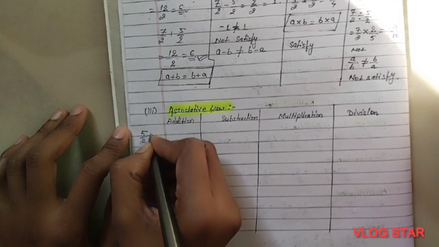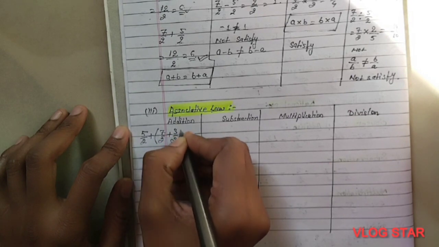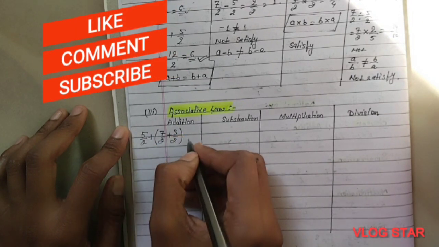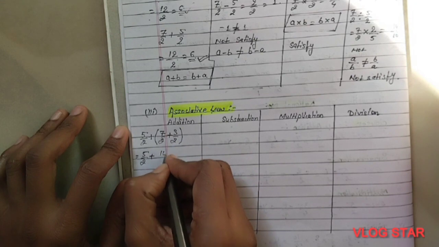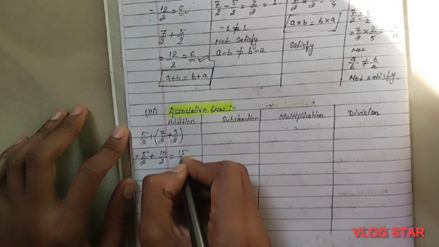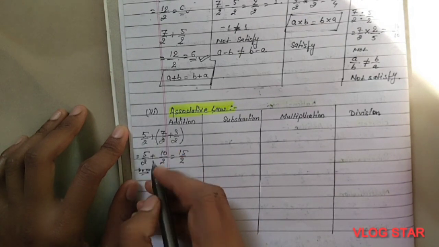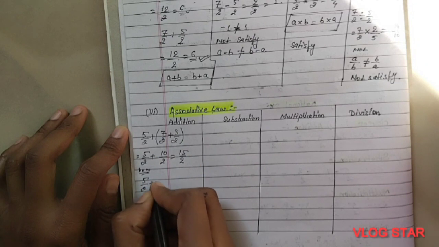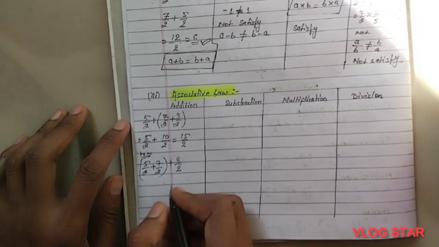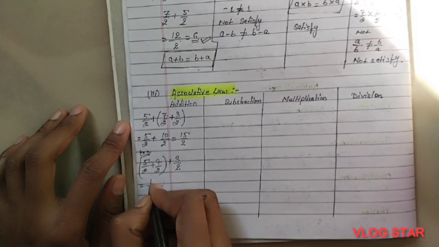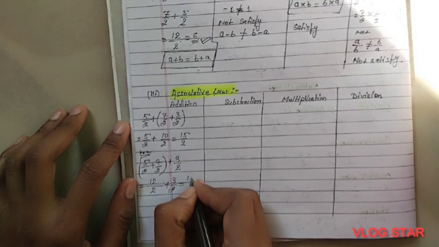5 by 2 plus 7 by 2 plus 3 by 2. Okay, 5 by 2 plus 7 by 2, if I add this, I will get 12 by 2, plus 3 by 2, which is equal to 15 by 2. Now if I take 5 by 2 plus 7 by 2 in a bracket and add 3 by 2, what will I get? I will get 12 by 2 plus 3 by 2, which is equal to 15 by 2.